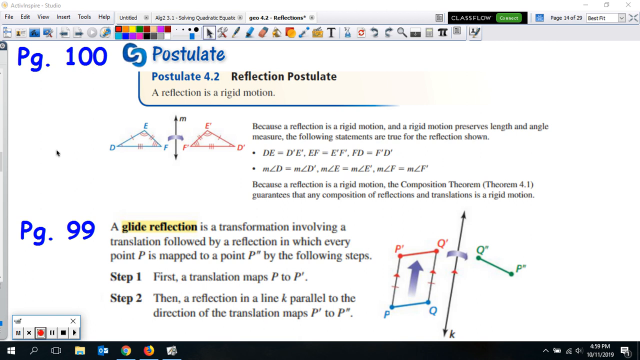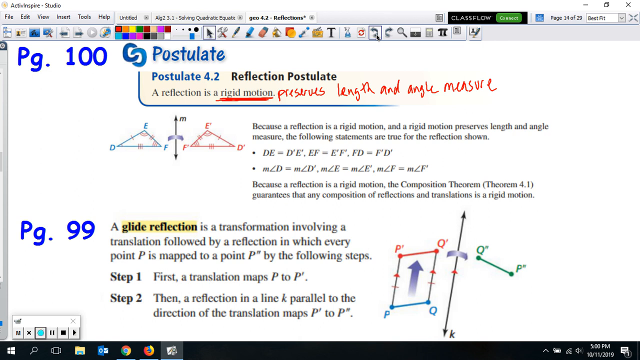Alright, so back to page 100. You'll see a little postulate right there that says reflection postulate. We had the same kind of one in the translations. This just says that a reflection is a rigid motion. The translation was also a rigid motion, and all that just means a rigid motion preserves length and angle measure. You can just write that there, just underline rigid motion to remind yourself it preserves length and angle measure. So it's not going to change the size of the shape or shape of the figure at all.